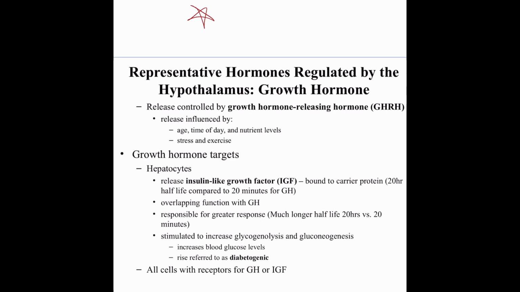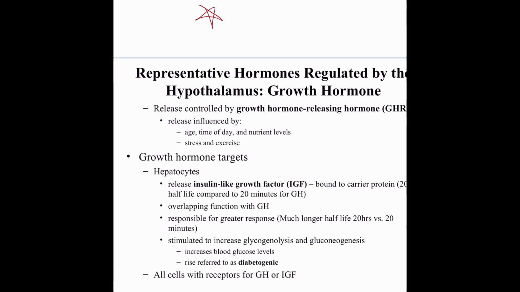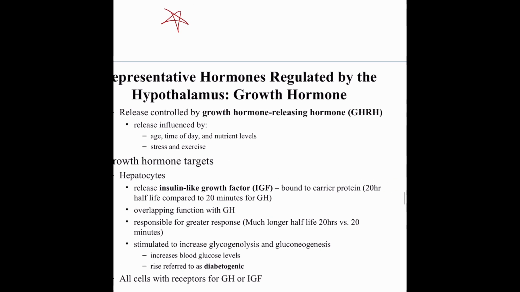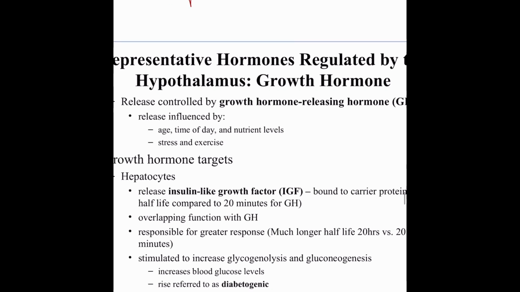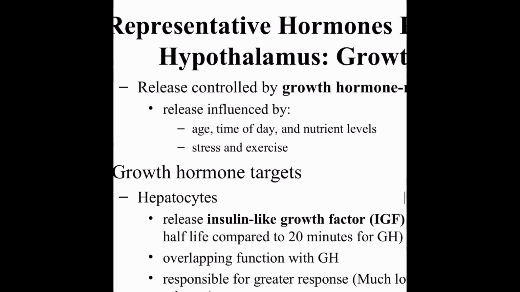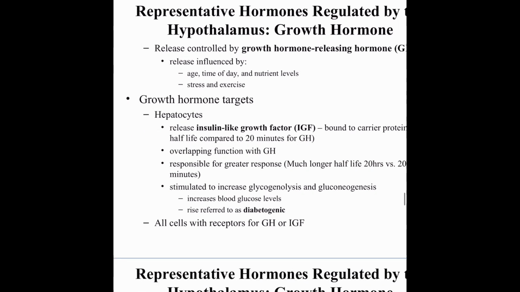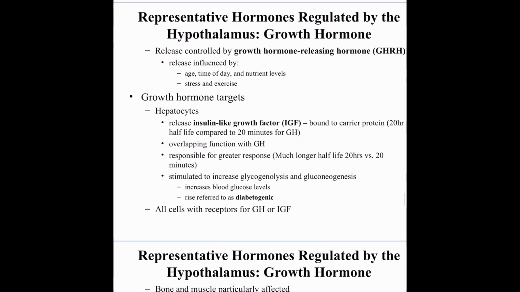So the release of growth hormone is controlled by growth hormone releasing hormone. And the release is influenced by age, time of day, nutrient level, stress, and exercise. So the more exercise you get as a young kid, actually it's better for you. More sleep you get as well. So growth hormone, what is the target? Hepatocytes. Where do we find hepatocytes? I believe the liver, if I'm not mistaken. Yes. Okay, so it's the liver.